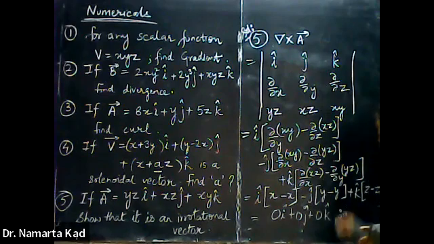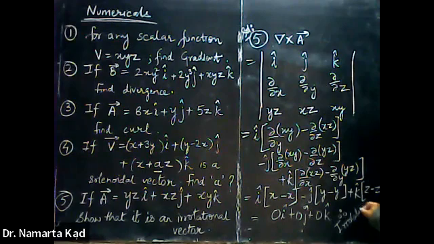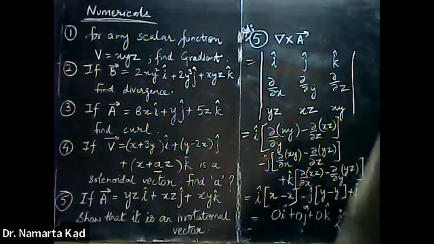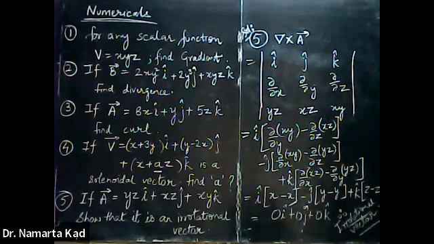Therefore, irrotational vector. Hence proved. Okay, so this is what is required in question number 5, that show that it is an irrotational vector. So del cross A comes out to be 0 here, and that's why it is an irrotational vector.